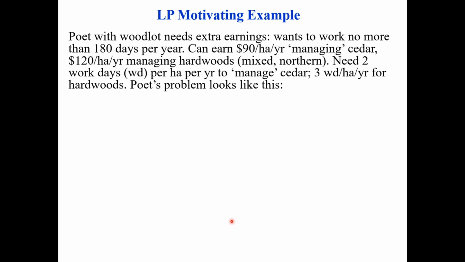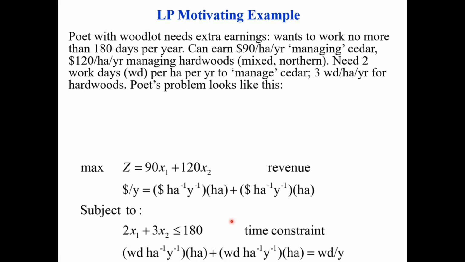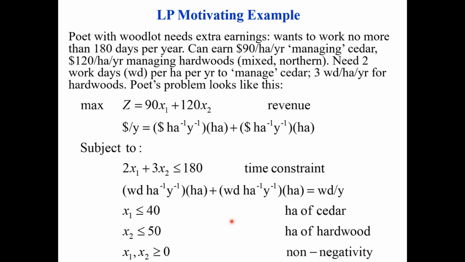Now we can look at the poet's problem, which is going to look like this. We're going to maximize 90 times x1, where x1 is the number of hectares that he's going to put into cedar, plus 120 x2, where x2 is the number of hectares that he's going to manage for hardwoods.